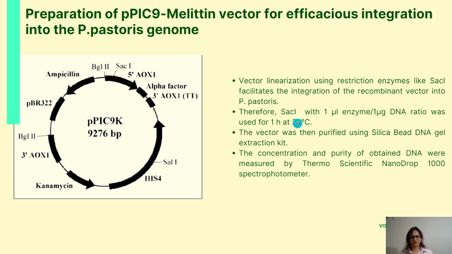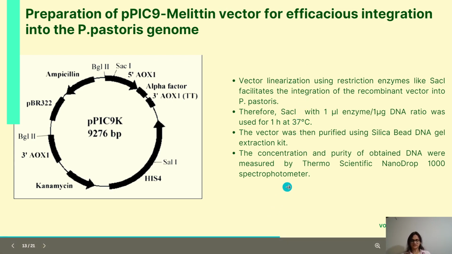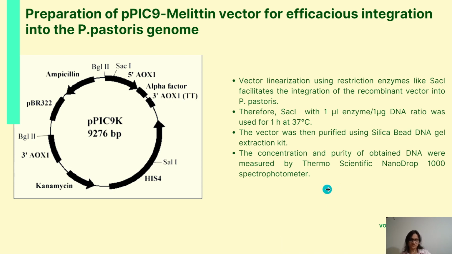Before the transformation of the cell, the preparation of the pPIC9 vector to be integrated into the P. pastoris genome is to be done. Vector linearization is very important, and enzymes like SacI facilitate the integration of the recombinant vector into P. pastoris. Therefore, here we use SacI with 1 unit of enzyme per 1 microgram of DNA, which was used for 1 hour at 37 degrees Celsius.